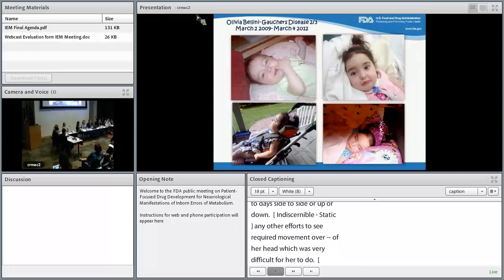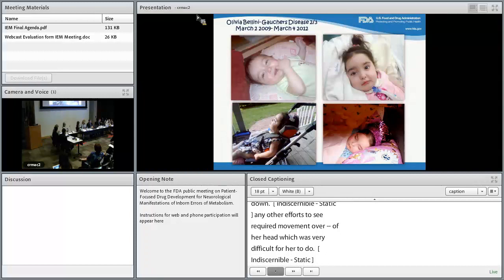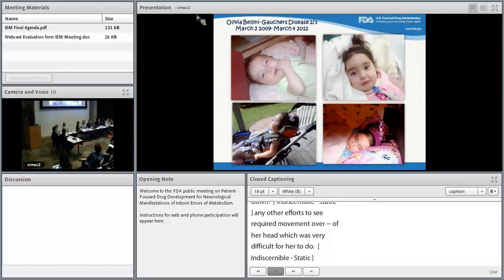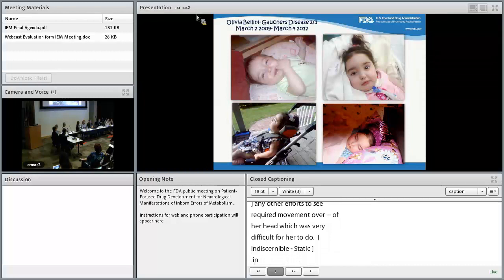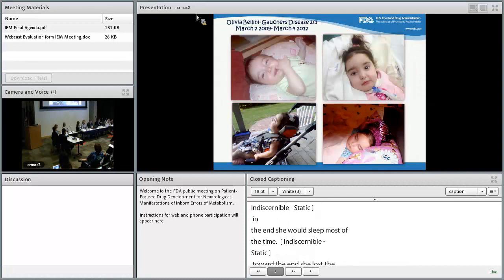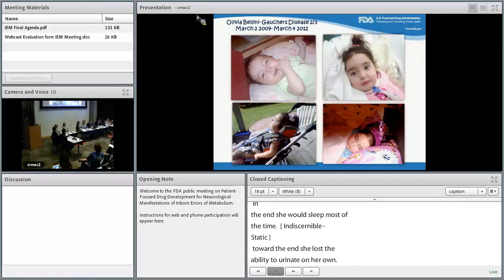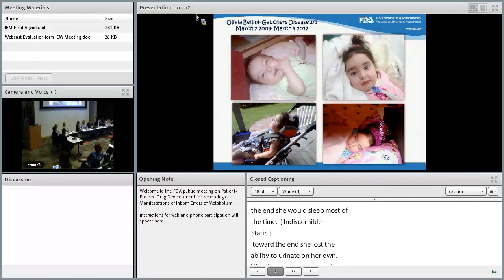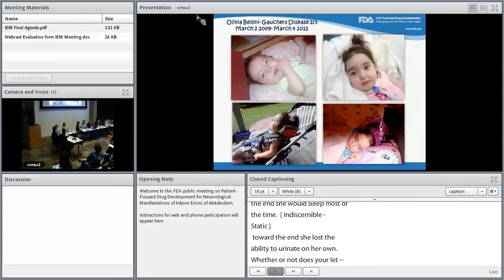Chorea movements came and went, depending on how much medication she was on. Myoclonic jerks increased and seizures developed, and these are very difficult to treat. Towards the end, she would sleep most of the time. Comfort care and palliative care became her number 1 as we became closer and closer to the day she left us. Towards the end, she lost the ability to urinate on her own, whether or not that was neurological or just her body shutting down, but it was a difficult time.